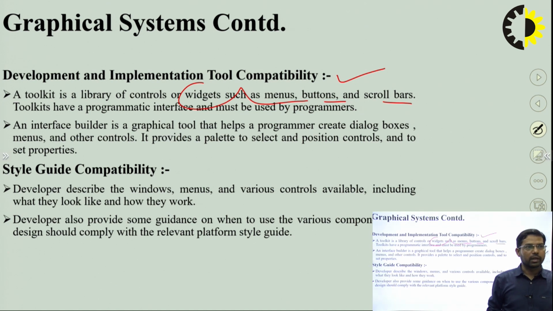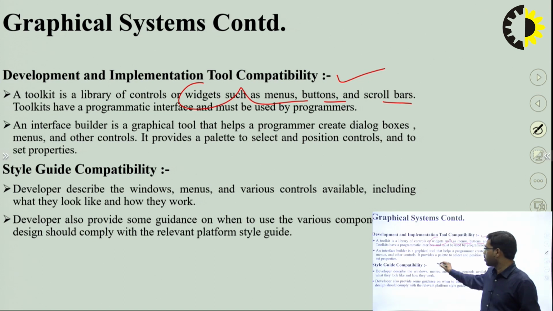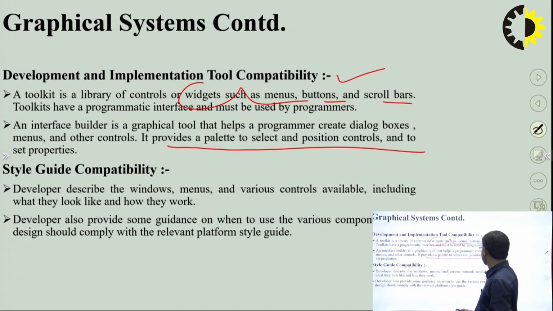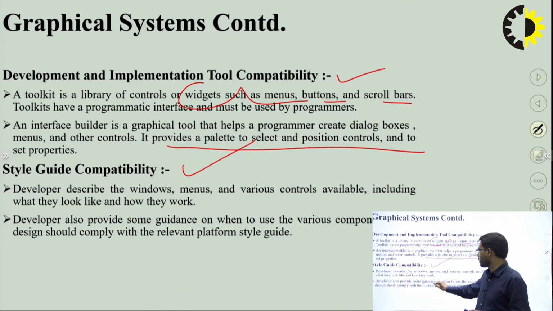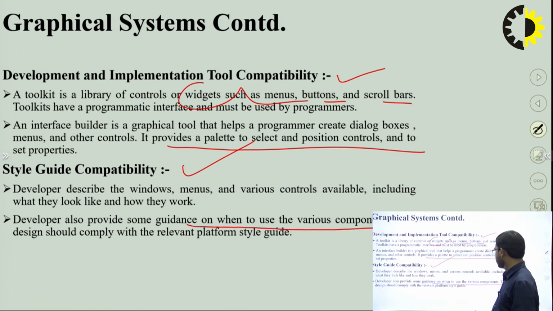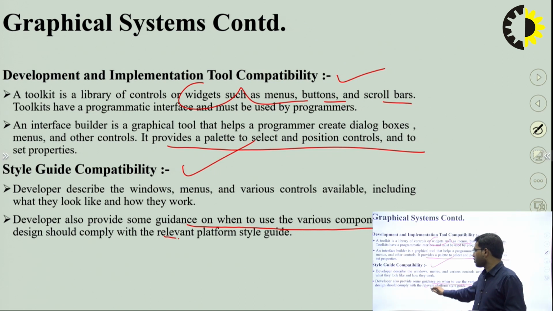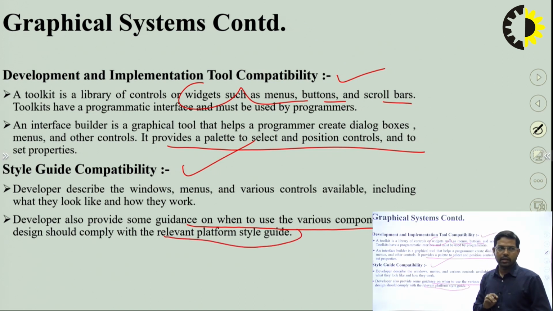An interface builder is a graphical tool that helps a programmer create dialog boxes, menus and other controls. It provides a palette to select and position controls and to set properties. If we talk about style guide compatibility, developers describe the windows menu and the various controls available, including what they look like and how they work. Developers also provide some guidance on when to use the various components. The design should comply with the relevant platform style guide. Okay.